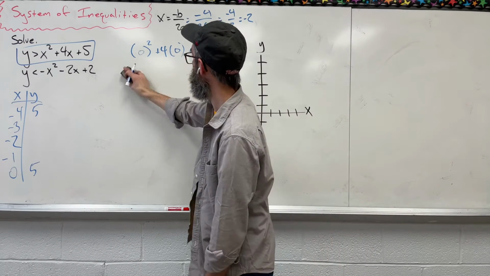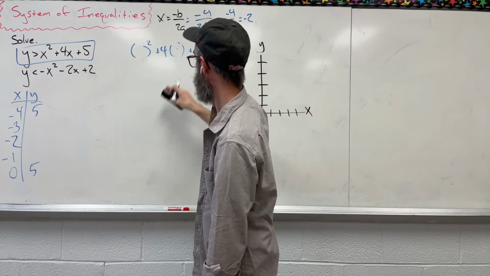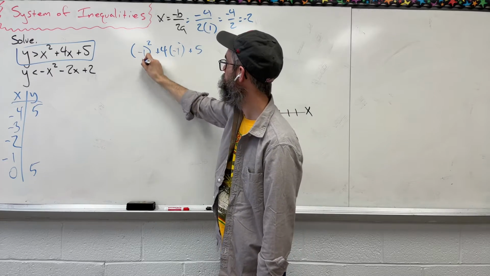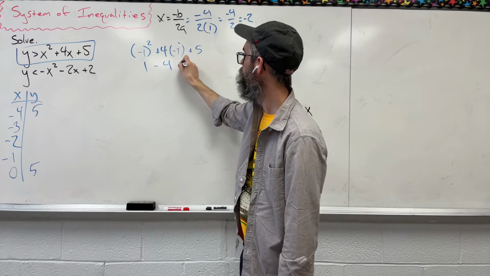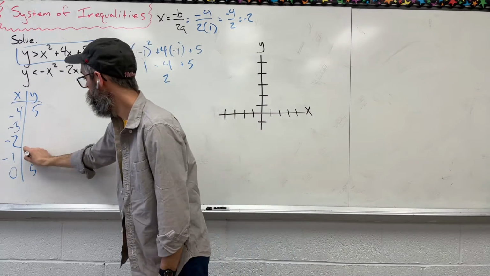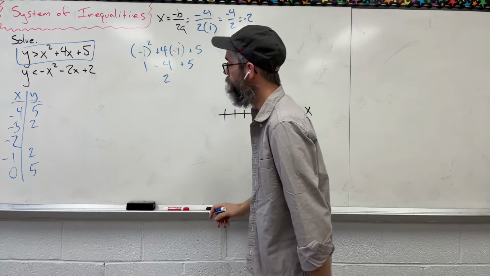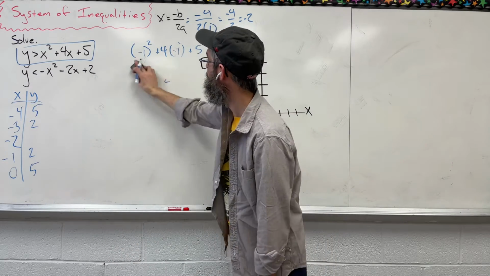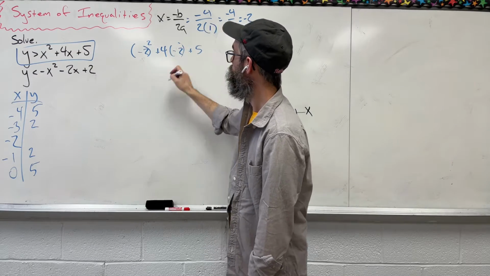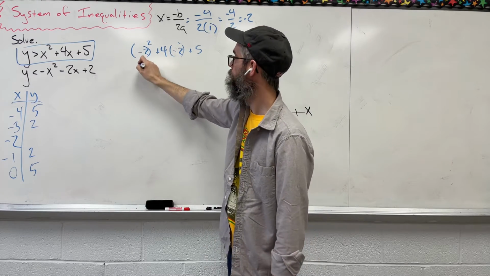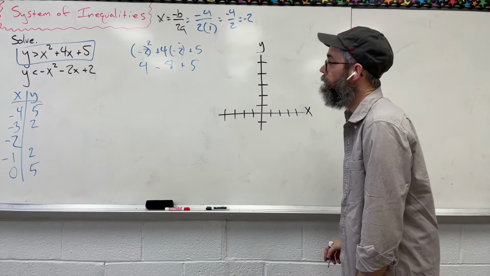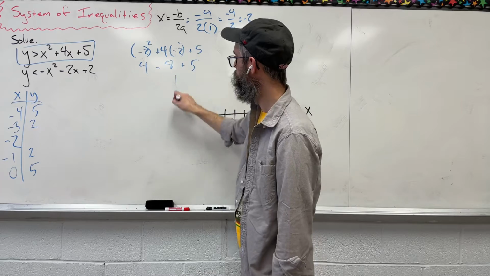This time, let's plug in negative 1. So negative 1 times negative 1 is positive 1. 4 times negative 1, negative 4, and a 5. That's going to give us a 2. Congrats. There you go. Do it one more time. This time, we're going to put in a negative 2. So negative 2 squared is going to give us positive 4 minus 8 and a 5, giving us negative 4 and 5, 1.